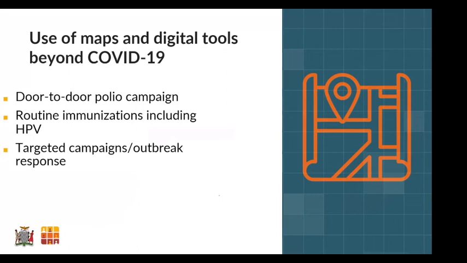Okay, so beyond the COVID work, as a team, we've extended the use of these maps to the current door-to-door polio campaign. So we have a WPV1 polio outbreak response that is being conducted. And so far, we've conducted 3 out of the 4 rounds with potential of additional rounds in the future for the outbreak response. So we've extended the use of the maps and digital tools to that outbreak response.